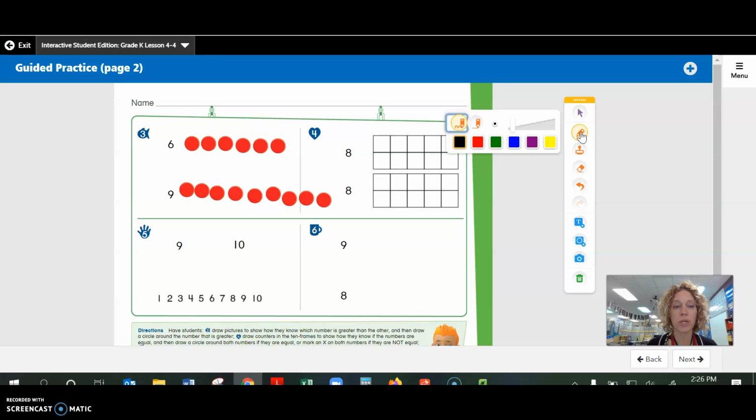How can you tell which one is greater? Which one has more counters? The 9 does, so I'm going to circle the 9.